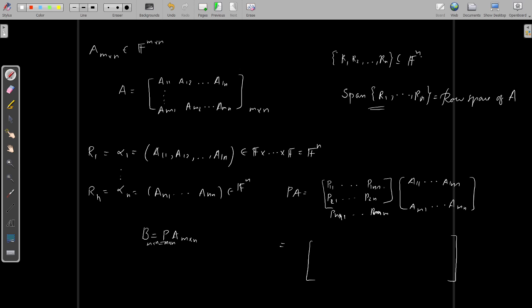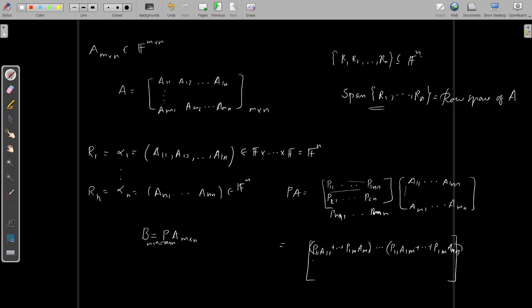When you multiply these, let us take the very first row of the product matrix. The first entry of the first row is obtained by multiplying the first row of P with the first column of A, that is P11 A11 plus etc. plus P1m Am1. And the last entry of the first row is obtained by multiplying with the last column, that is P11 A1n plus etc. plus P1m Amn. So these are the elements.